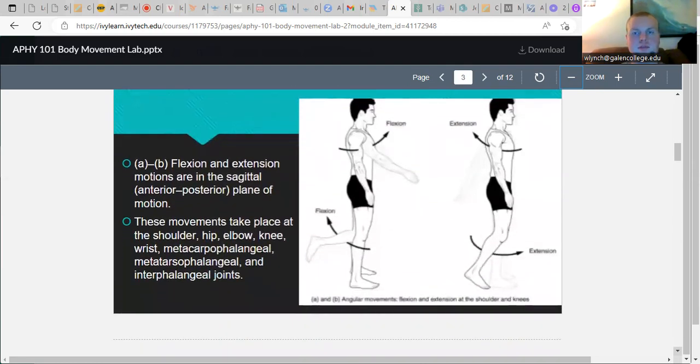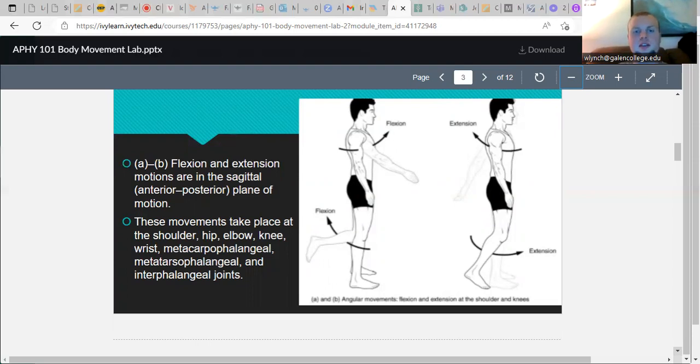For our first motion, we have, for example, flexion. Flexion is going to be moving away or through a particular plane. So in this case, flexion and extension is going to be towards or away from the anterior posterior plane of motion. We can do flexion at a lot of different joint spaces. We can do flexion or extension at the shoulder, at the knee, at the elbow, at the wrist, at the ankle.